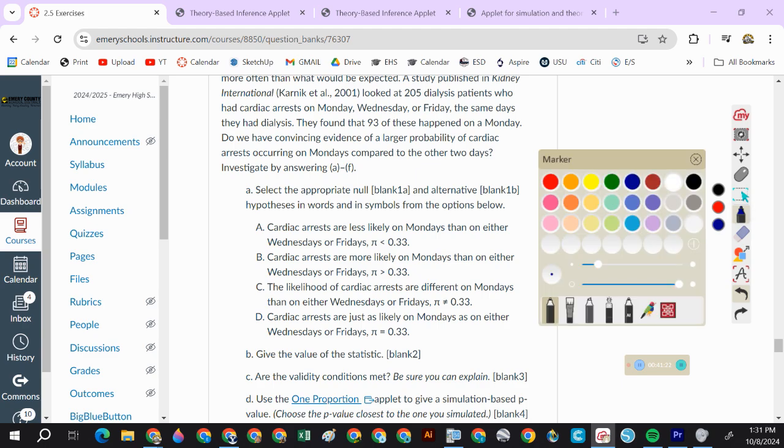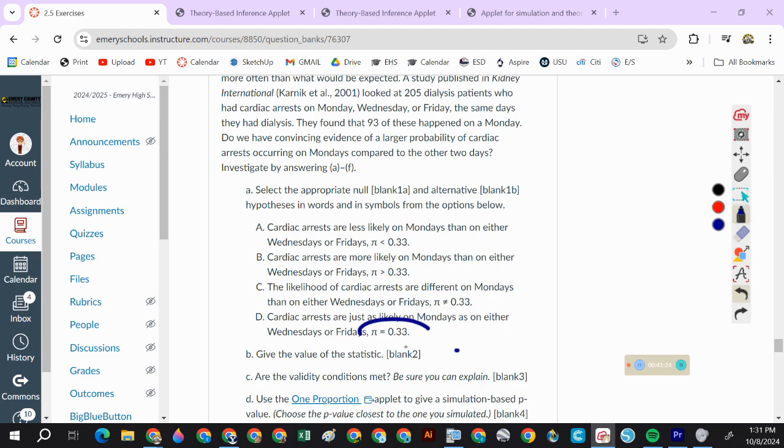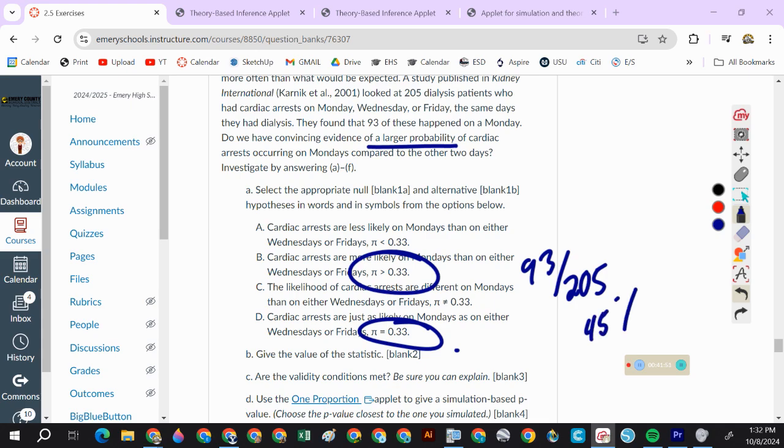So the null is going to be equal to 0.33. And is this one-tailed or two-tailed? Larger probability. So that will be our alternative. Give the value of the statistic. So that's going to be 93 out of 205. So that is 45%.